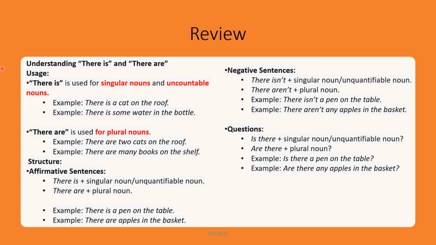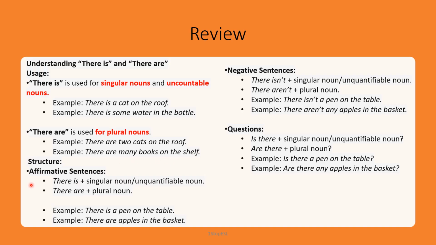Review time. Remember, there is and there are used for singular nouns and uncountable nouns. For example, there is a cat on the roof. There is some water in the bottle. There are is used for plural nouns. Example, there are 2 cats on the roof. There are many books on the shelf.